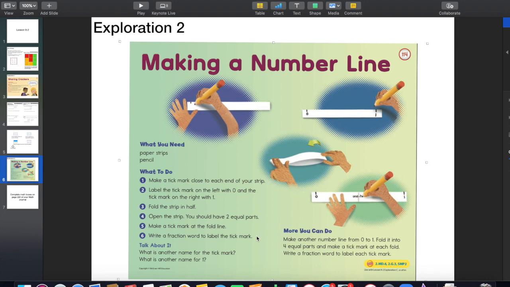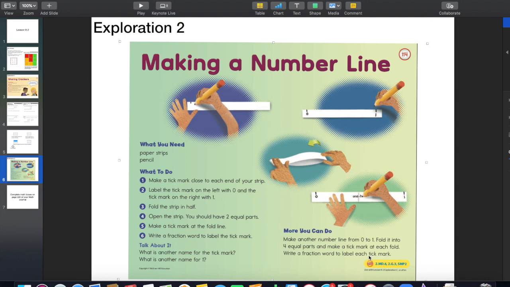So if you want to write the fraction, you can, but you also want to make sure that you write the fraction word to label it, which is one of the names that we've been writing. Then you want to talk about it. What is another name for the tick mark? What is another name for 1? That's a challenge.